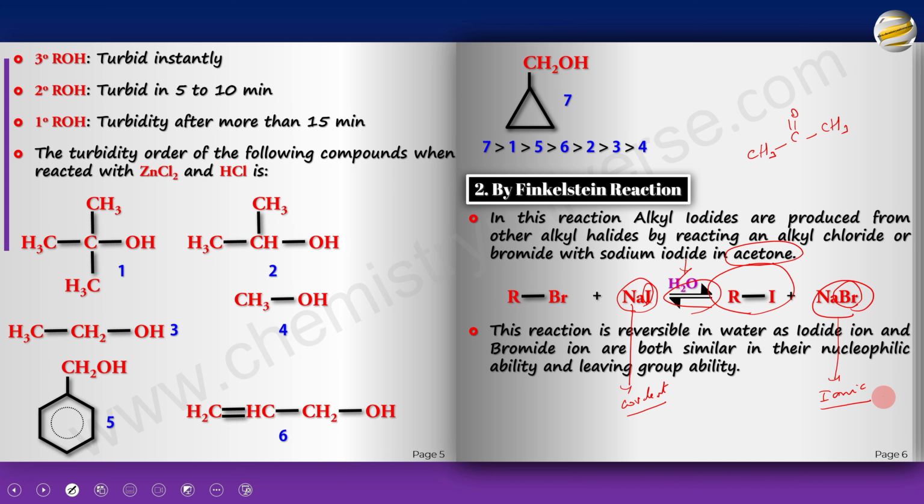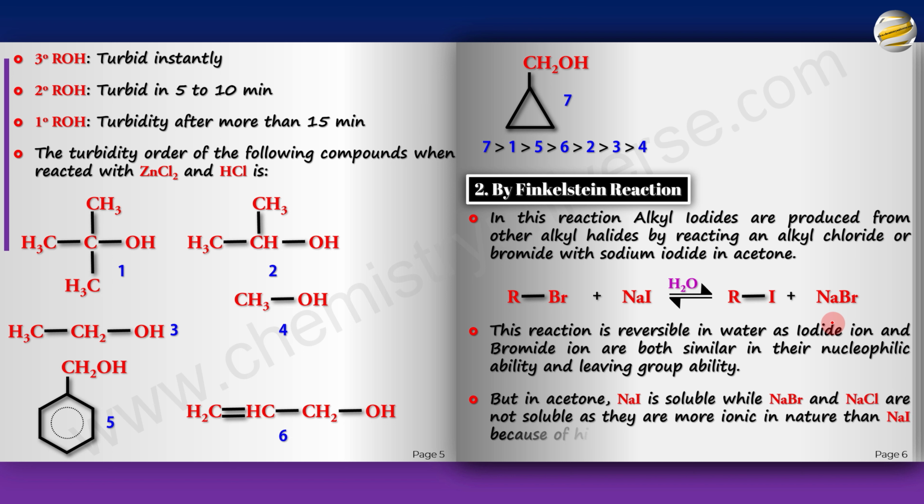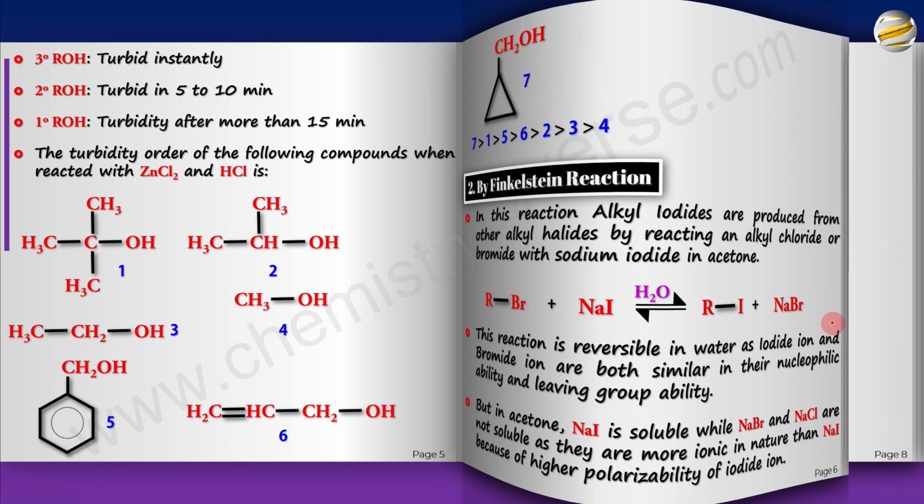So in acetone, which is less polar, NaI is soluble, NaBr is not. So the moment the reaction forms NaBr, it will precipitate out. Now if it precipitates out, it will not remain in the solution. If it doesn't remain in the solution, there is no question of the reaction going backward. So it will be only a forward reaction. And therefore, in acetone, NaI is soluble, while NaBr and NaCl are not soluble, as they are more ionic in nature than NaI because of the higher polarizability of the iodide ion. So what happens?